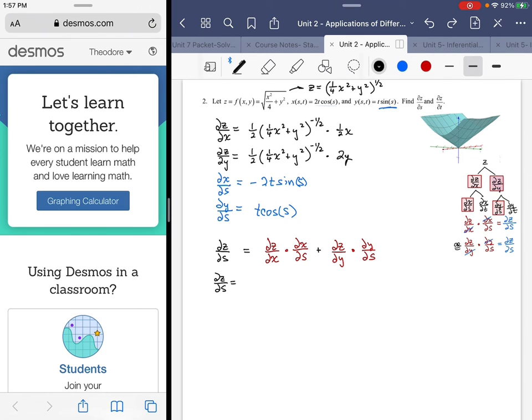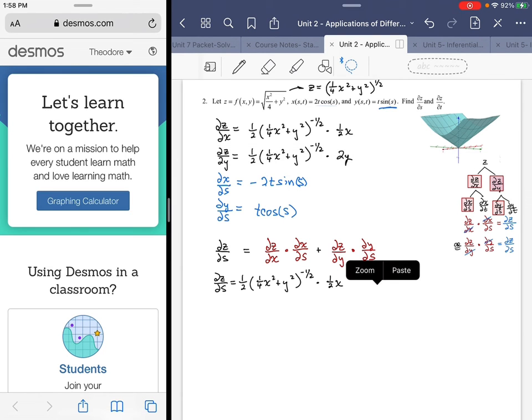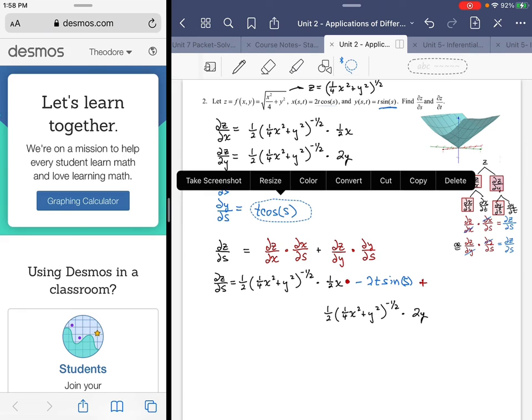Partial z with respect to x, that's this, multiplied by partial x with respect to s, that's this one. Little multiplication symbol in there. I'll do it in red. Plus partial z with respect to y, multiplied by partial y with respect to s.